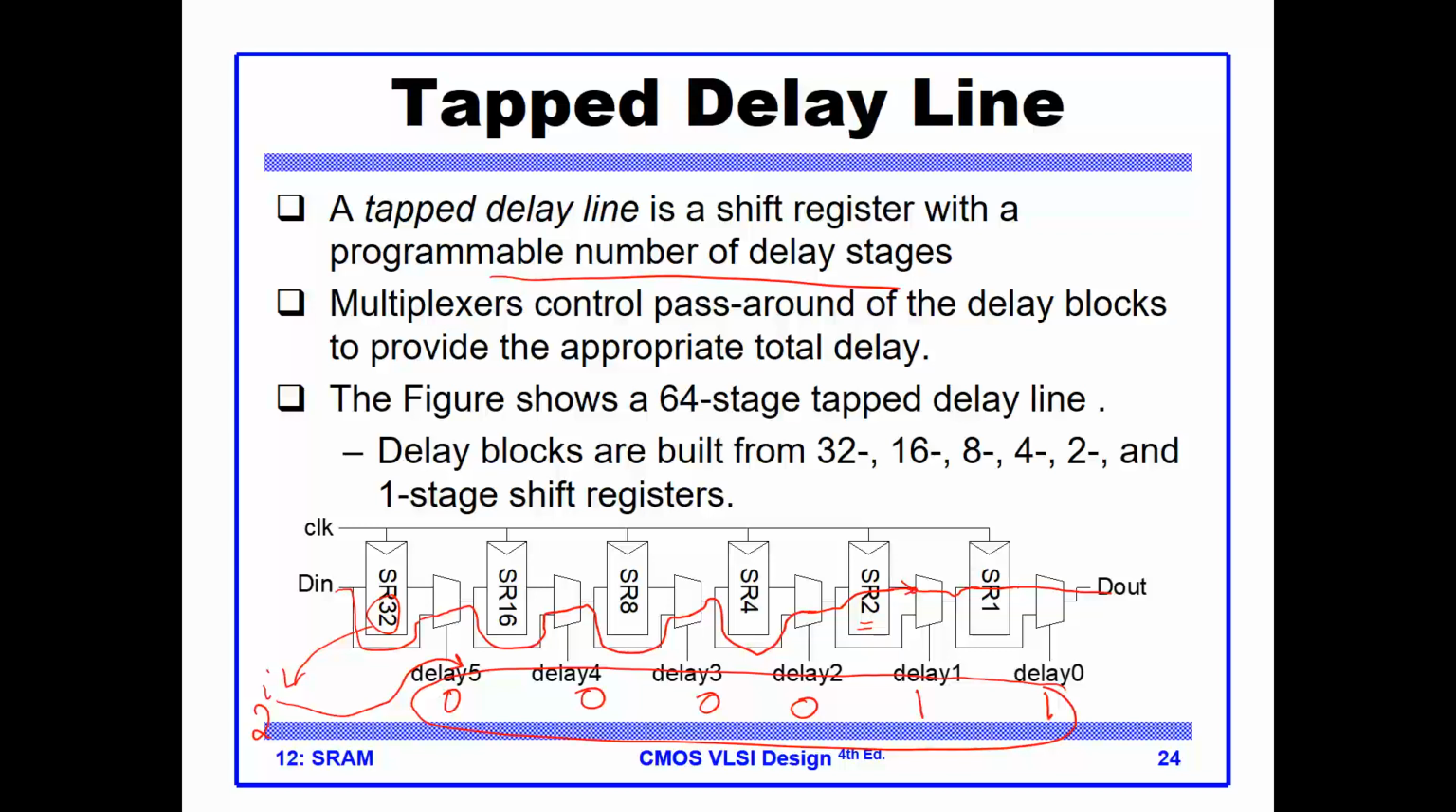So this is almost like you are coding the delay as a binary number. In other words, if I want to delay 7, I activate the control signal like so: 0 0 0 1 1 1. That's the function of a tap delay line. It is basically a programmable delay of stages.